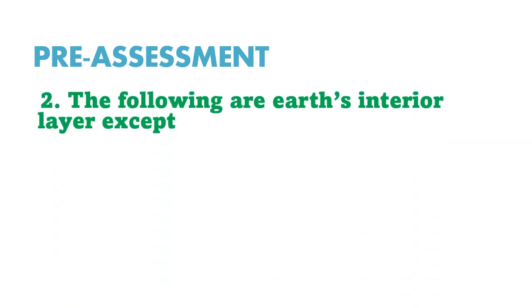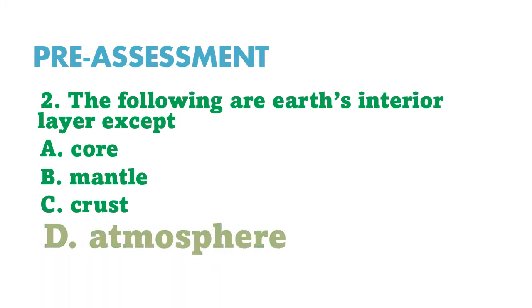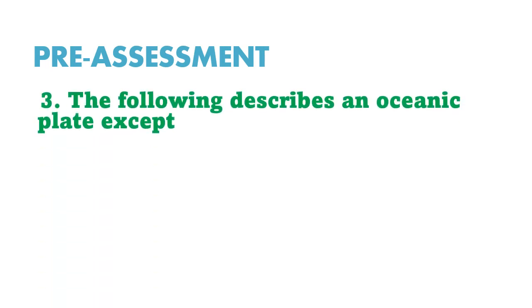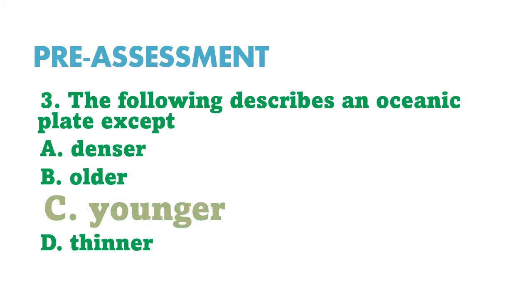Let's have the second question. The following are the Earth's interior layer except for A. Core, B. Mantle, C. Crust, D. Atmosphere. The answer is atmosphere. Number 3 question. The following describes an oceanic plate except letter A. Denser, letter B. Older, letter C. Younger, letter D. Thinner. The answer is letter C. Younger.